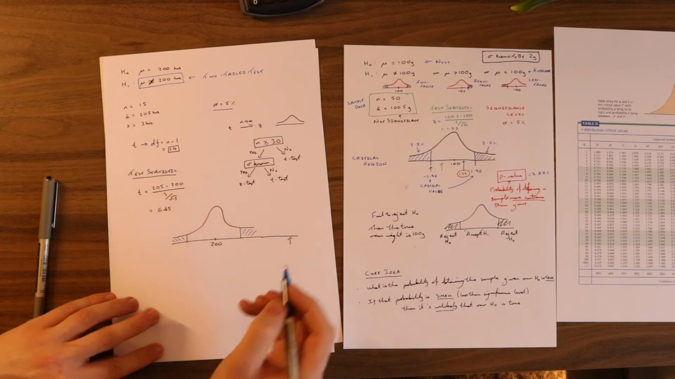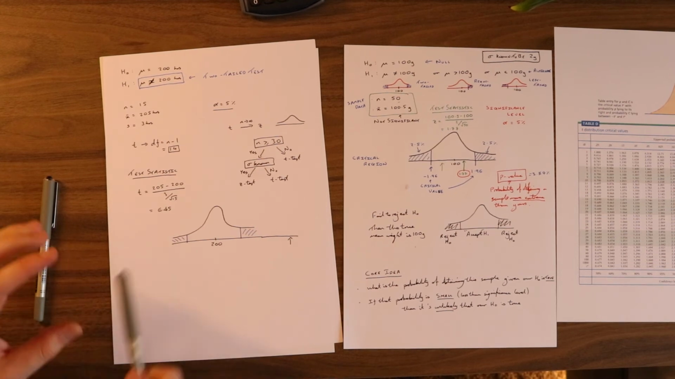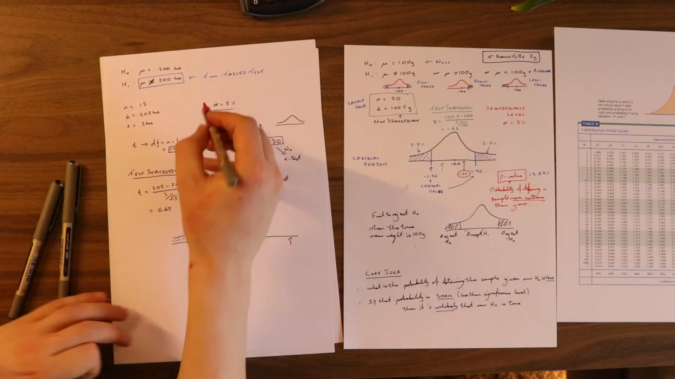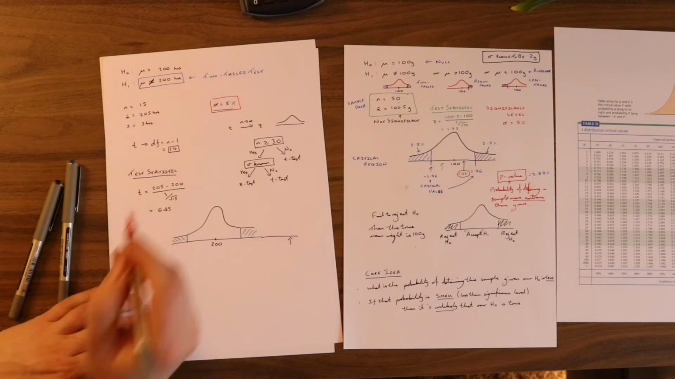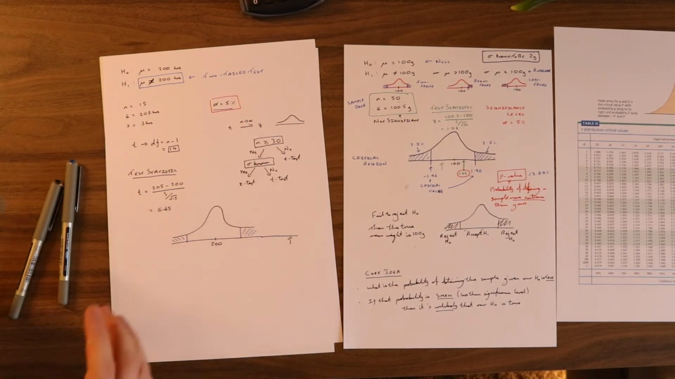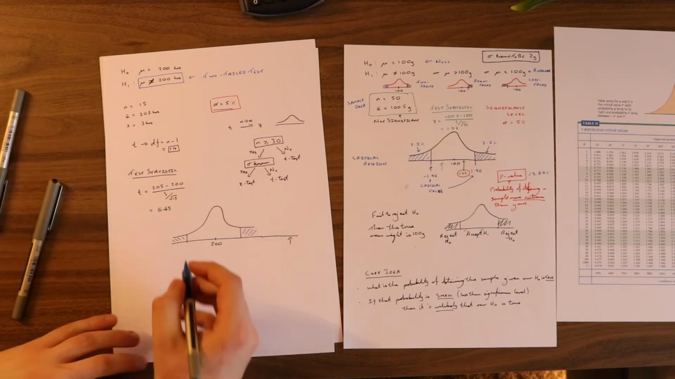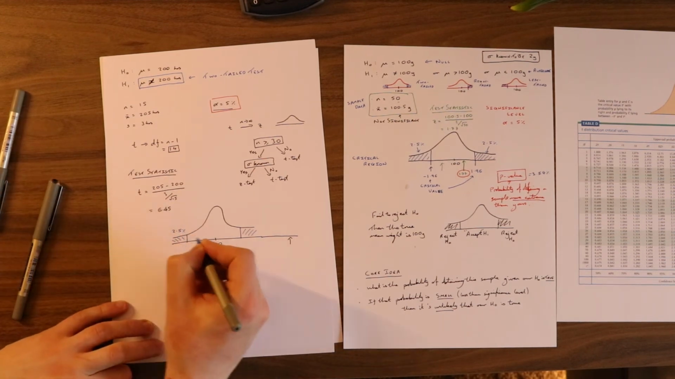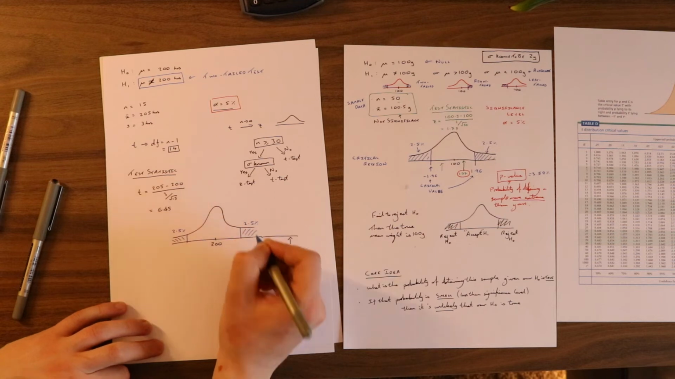We say, well, actually, what is the size of that critical region? Well, if you look, our significance level is going to be 5%, which means that our critical region is going to be split in 2 ways. So that 5% is going to be split equally. So you get 2.5% down here and 2.5% up here.